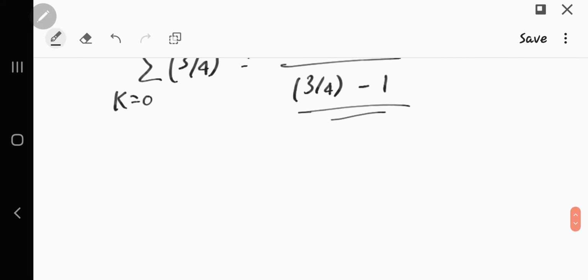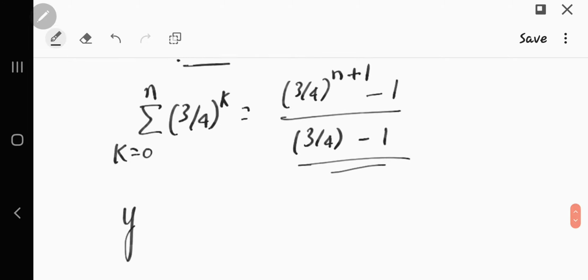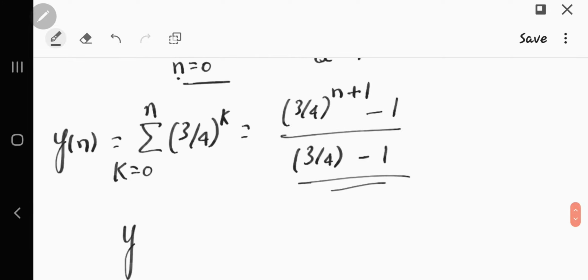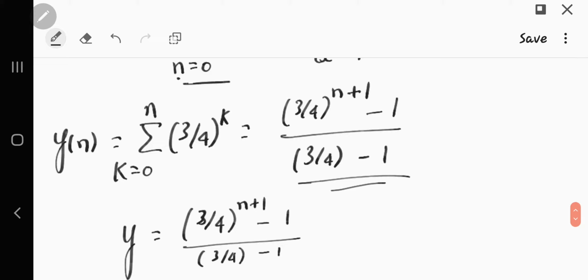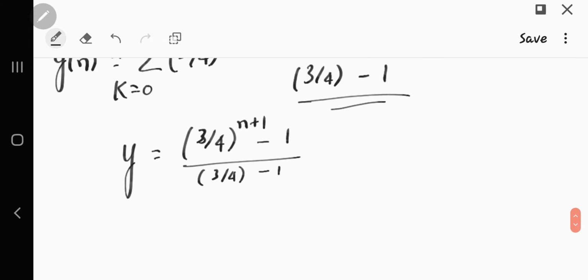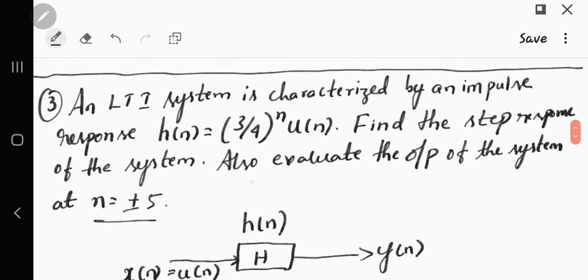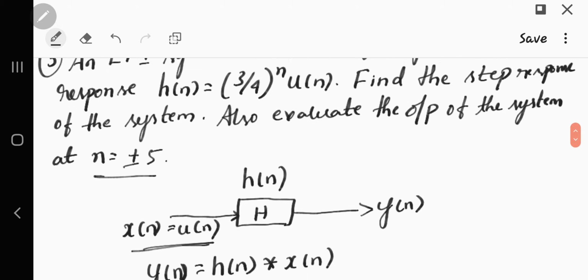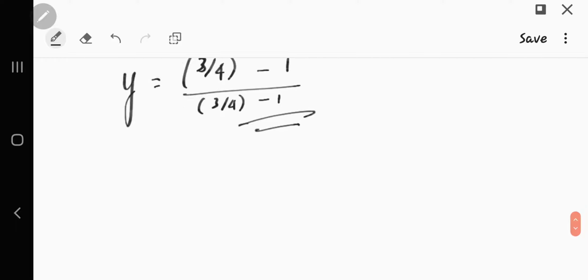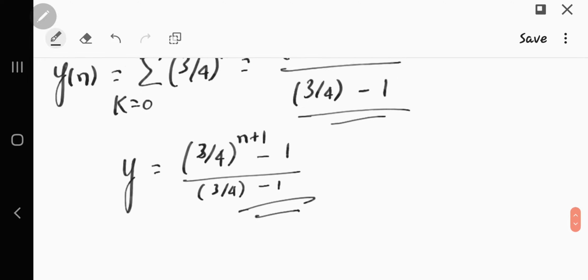That means y of n is equal to 3 by 4 to the power of n plus 1 minus 1 divided by 3 by 4 minus 1. Okay. So this is the final answer. Now in the problem, it is further extended. They have asked us to also evaluate the output of the system at n is equal to plus or minus 5. Now we have to apply the values for n here.